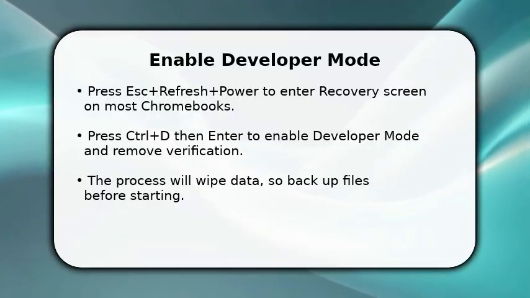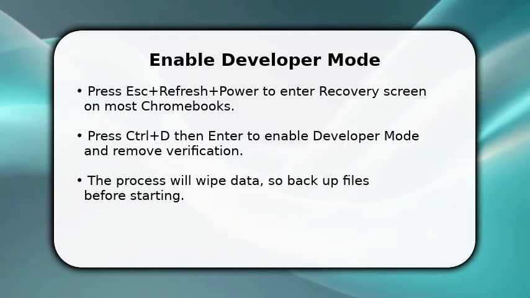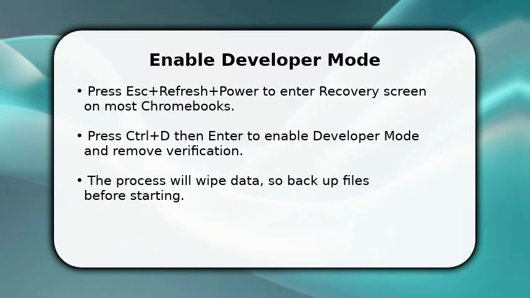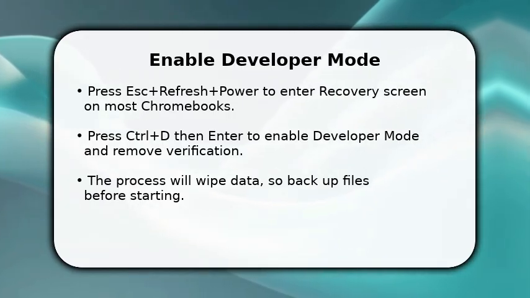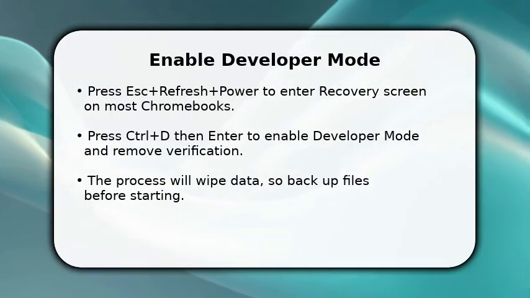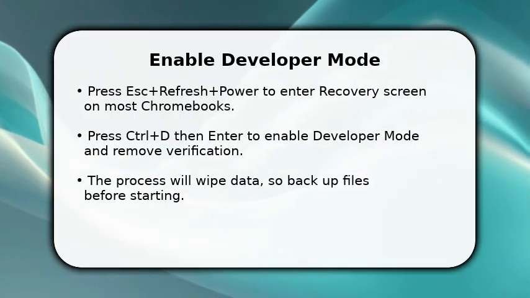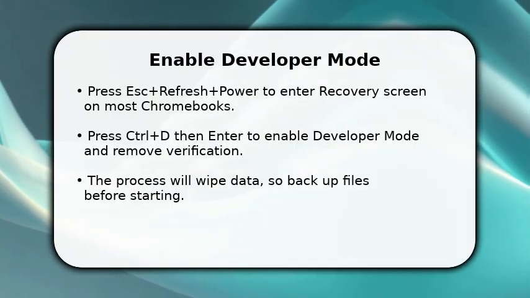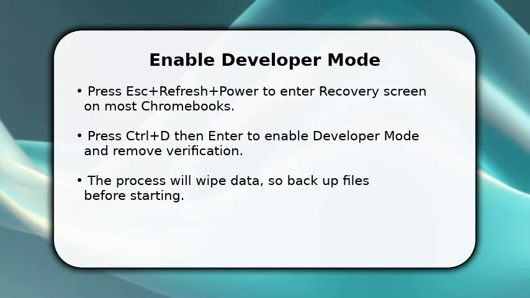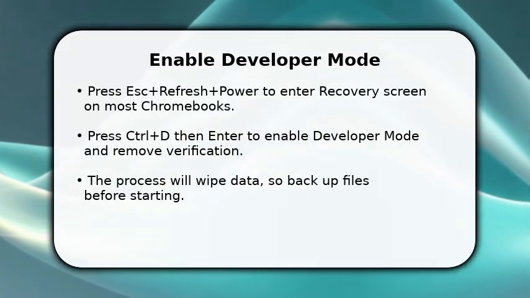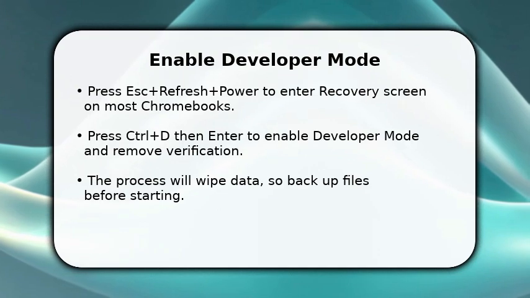First, back up any local files, because enabling developer mode will wipe local data. Then power off the Chromebook completely and prepare a stable AC connection. Next, press ESC plus refresh plus power simultaneously to boot into the recovery screen and wait for the recovery prompt to appear. When you see the screen saying Chrome OS is missing or damaged, press Ctrl plus D to begin enabling developer mode and proceed to the confirmation step.